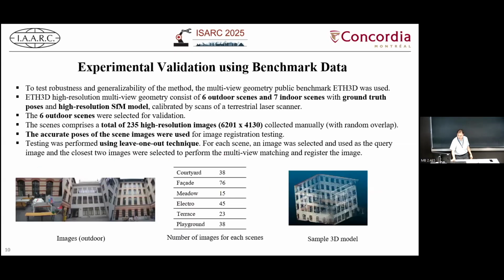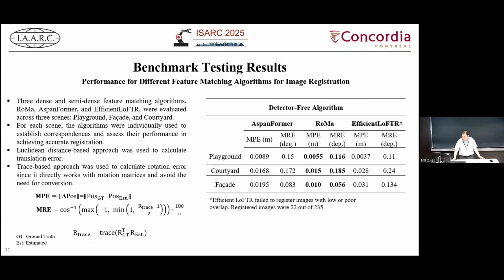Okay, so this is the experimental validation. We are using the ETH3D benchmark data set. There are 35 high resolution images and their poses. What we can do is leave out some images, treat those as the new images, and try to register them into the baseline model. So this is the result. We are using the Ashburn former and the Roma feature detector.